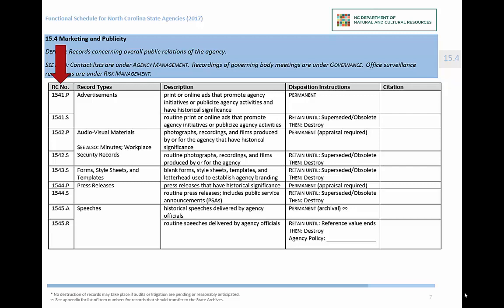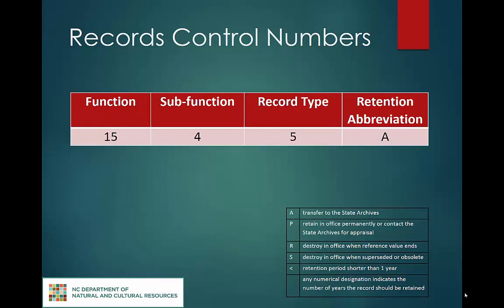For ease of reference, each record type is also assigned a records control or RC number. These are a shorthand to help you identify the record type and its disposition. This example indicates the numbering scheme for speeches, records control number 1545.A. Public relations is the 15th function. Marketing and publicity is the 4th subfunction under public relations. Speeches are the 5th record type under marketing and publicity.